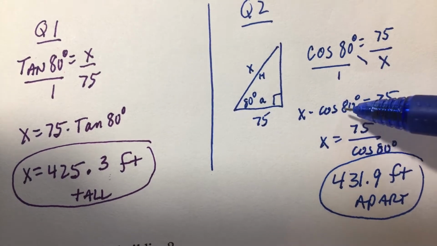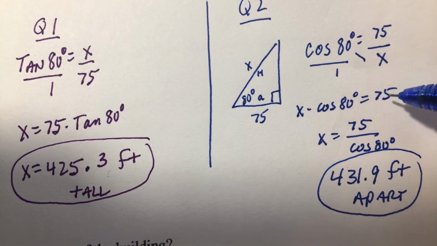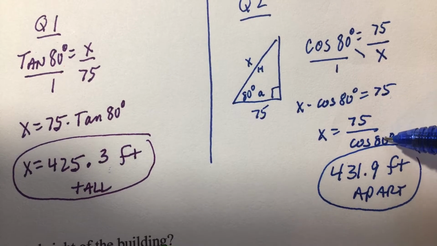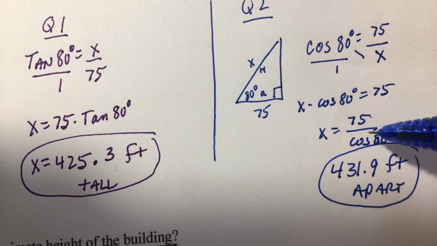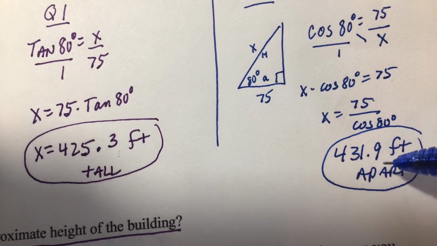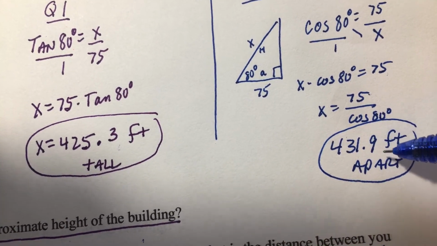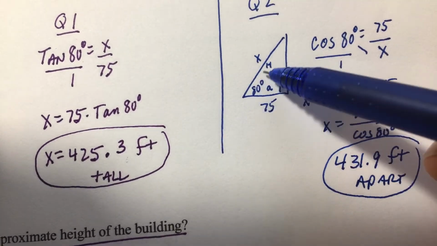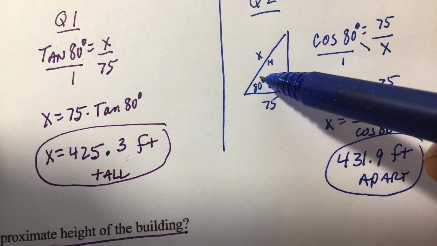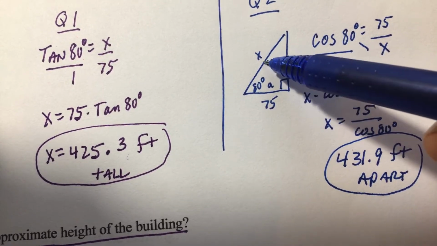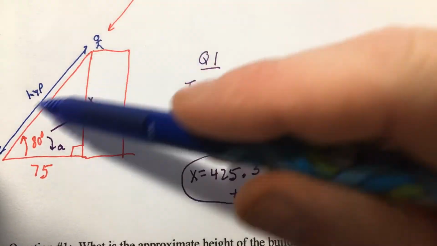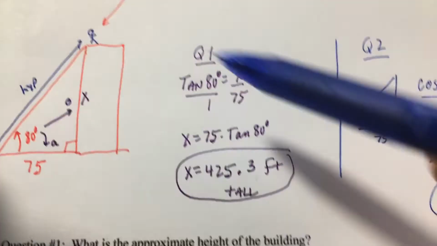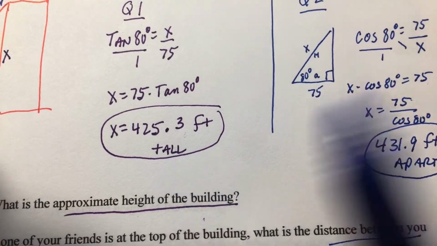This direction gives me X times cosine of 80. This direction gives me 75. Divide by my cosine of 80. Be careful when you put this in. Depending upon your calculator, you got to watch where your parentheses are. And you get roughly 432 feet. So you're 432 feet apart. Okay, now remember, that was the hypotenuse. This was the height of the building, 425. The hypotenuse has to be the longest one. That's why this answer is bigger than that answer.